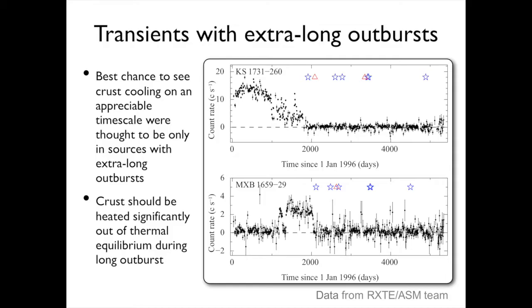And so back in 2001, 2 objects, KS1731 and MXP1659, both had been in outburst for a long time. 1731 had been in outburst for 12.5 years. 1659 had been in outburst for 2.5 years. And so it was thought that the crust should be significantly out of thermal equilibrium. And so these would be the great places to see whether we can actually see the crust cool, right?